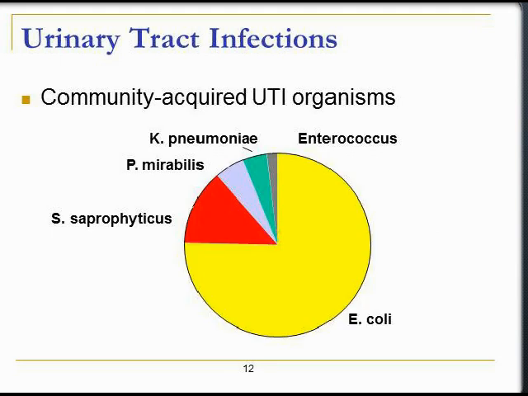So let's talk about UTIs and how we treat UTIs. The first information has to do with the organisms involved in community-acquired UTIs. And you can see in this pie graph that by far the most common organism is E. coli, and then other gram-negatives including Proteus and Klebsiella, followed by Enterococcus and Staph saprophyticus.